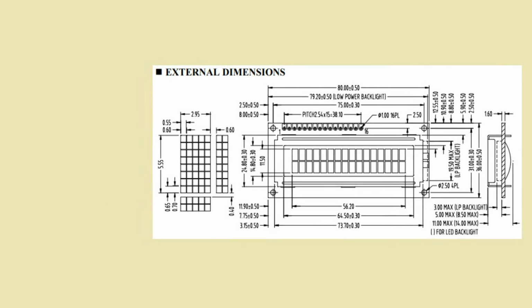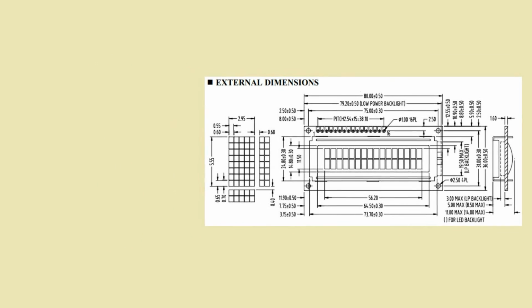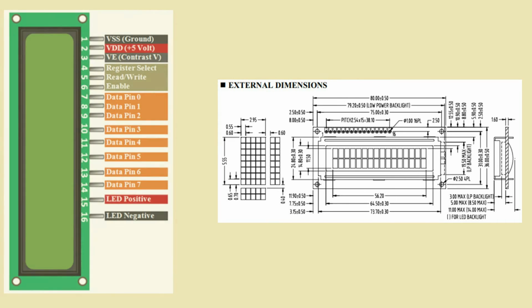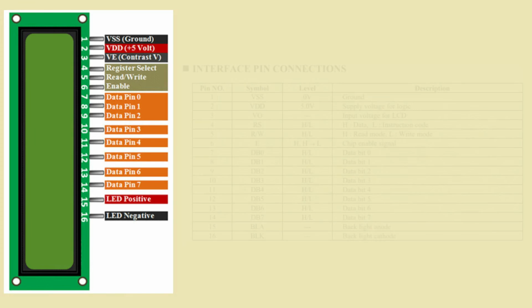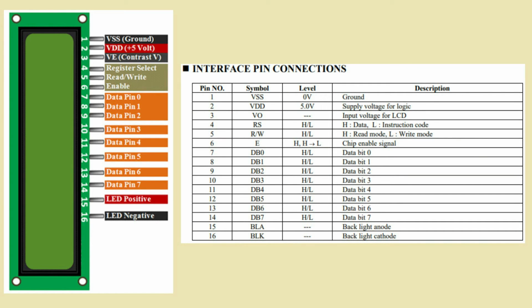But let's now move on to the function of the 16 pins of this component. Well, the first pin is the ground pin. The second pin, VCC, is typically connected to a 5-volt supply. Then there's the third pin, VEE, which is for contrast control. The fourth pin is called RS, where the value 0 is selected for sending a command and the value 1 for sending data.